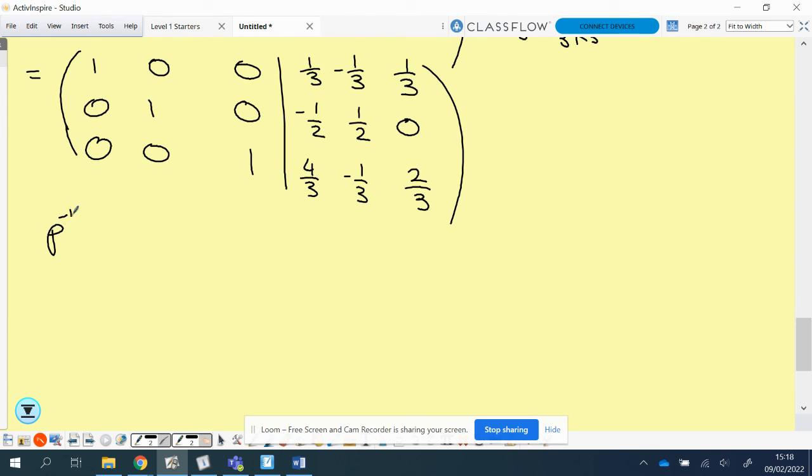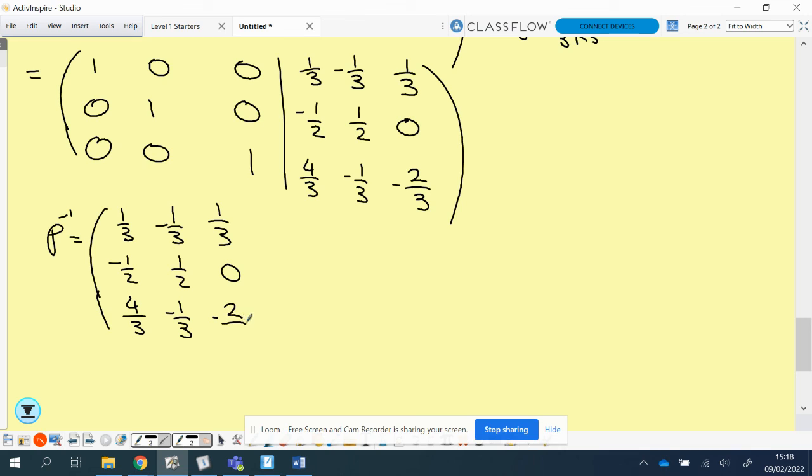Sorry. Shouldn't it be negative 2 thirds? It is, you're right. It should be negative 2 thirds. Right, I forgot to change that one. Negative 2 thirds. Thank you. So P inverse is a third, minus a third, positive a third, minus a half, 0, 4 thirds, minus a third, and minus 2 thirds there.